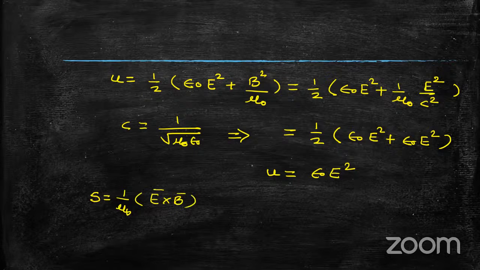Now for an EM wave, we already know E and B are perpendicular to each other. So E cross B should give us Z cap, which is the direction of the propagation. So 1 by mu 0.